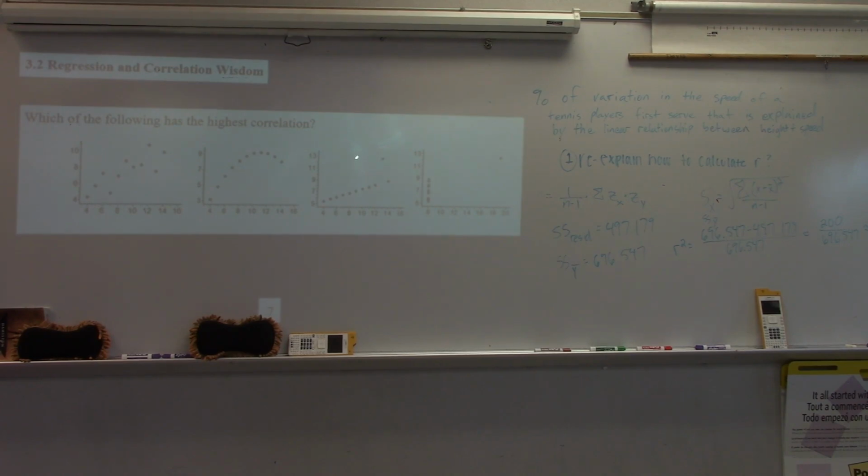A potential outlier. What would we call this one? High leverage, right? Remember, if it's far horizontally, that's high leverage. If it's far vertically, it's a potential outlier.